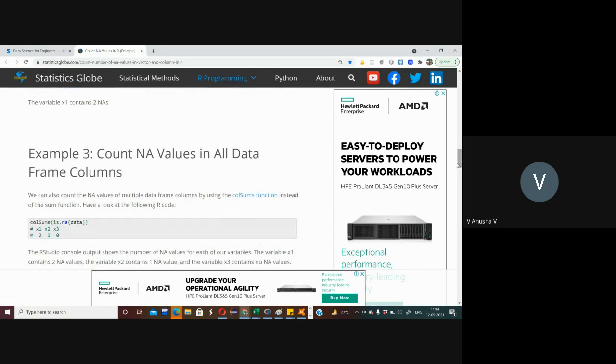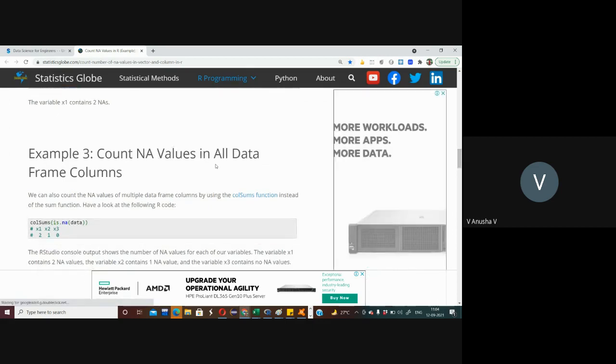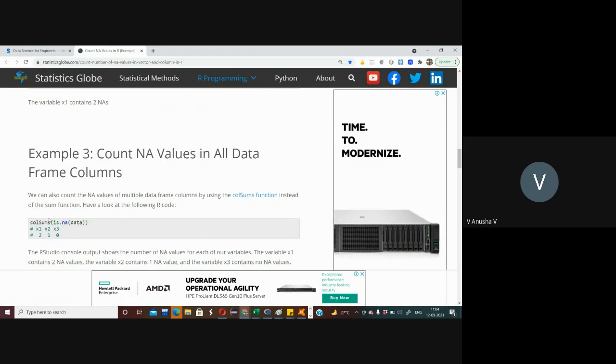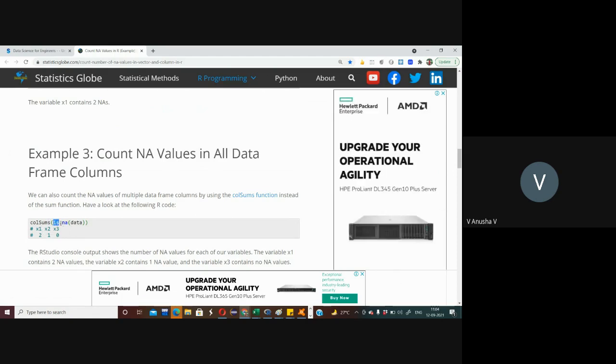If you want to count NA values in all data frame columns, you can just use the colSums function on is.na of data. Here it will give all the missing values present in each column. X1 has 2 missing values, X2 has 1 missing value, X3 has 0 missing values. Like that you can do it.